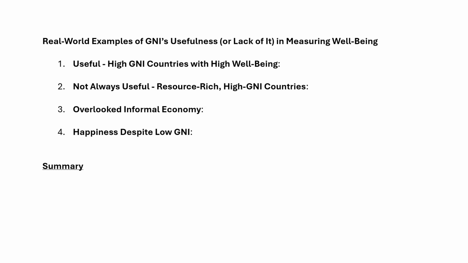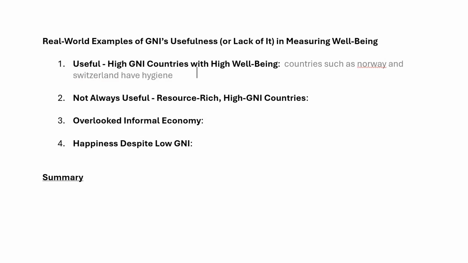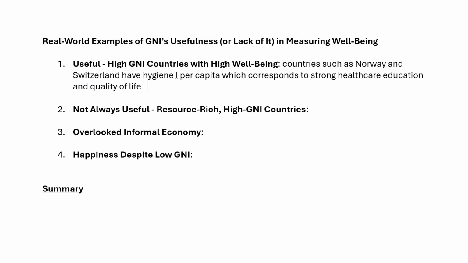Countries such as Norway and Switzerland have high GNI per capita, which corresponds to strong healthcare, education, and quality of life. Then, in the not always useful category, we've got resource rich countries, like Saudi Arabia, for example. Saudi Arabia has high GNI due to oil wealth, but economic well-being is unevenly distributed.